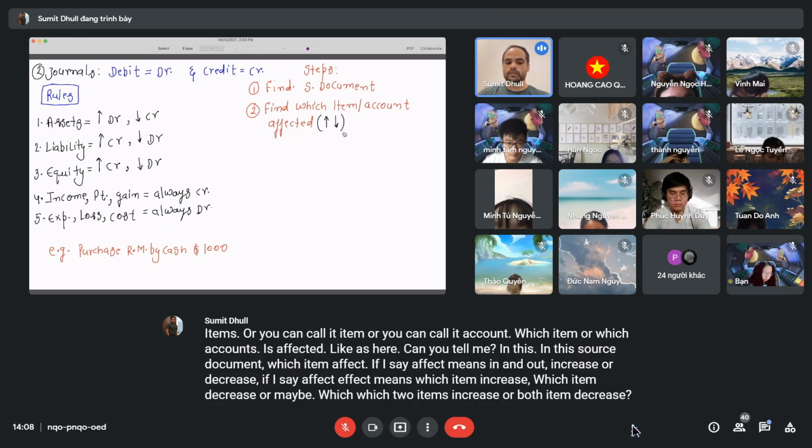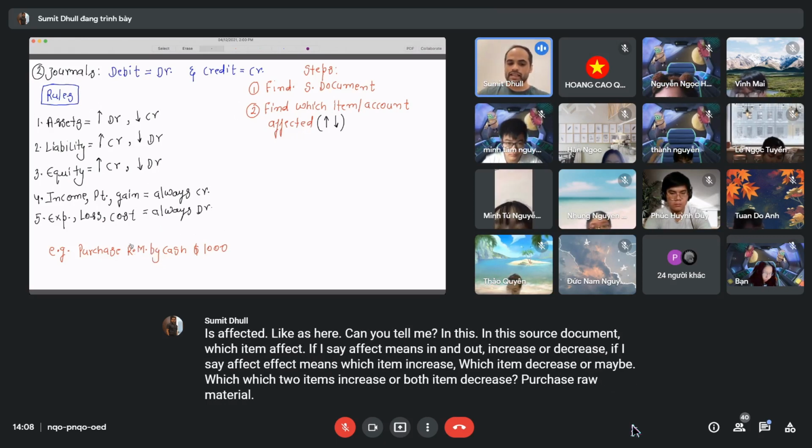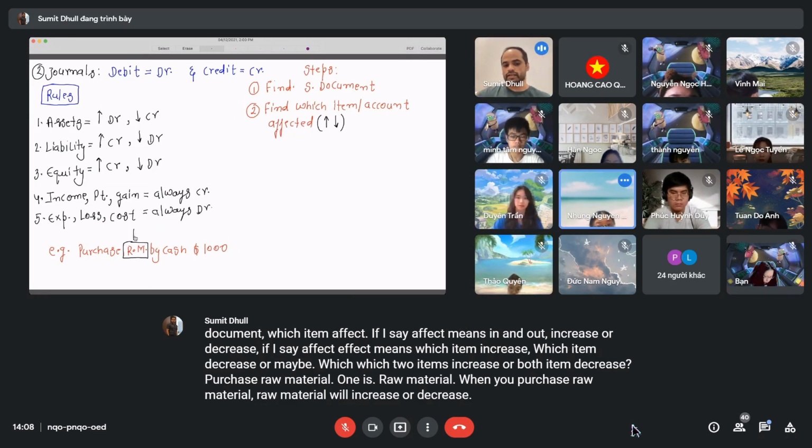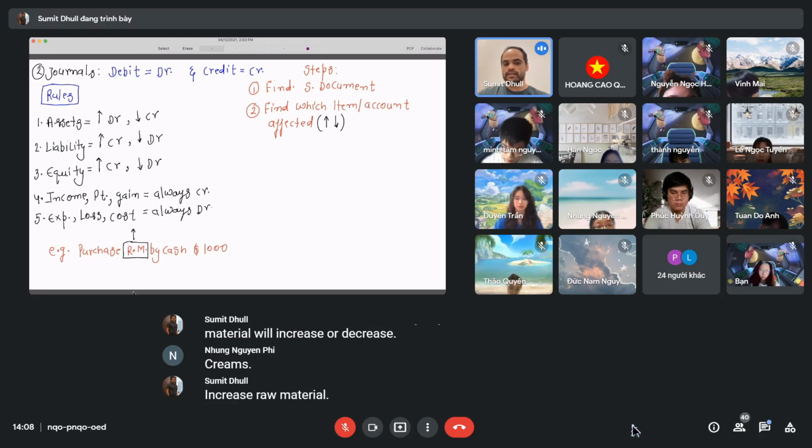Purchase raw material. One is raw material. When you purchase raw material, will it increase or decrease? Increase. Raw material increases. And what is the other item affected?